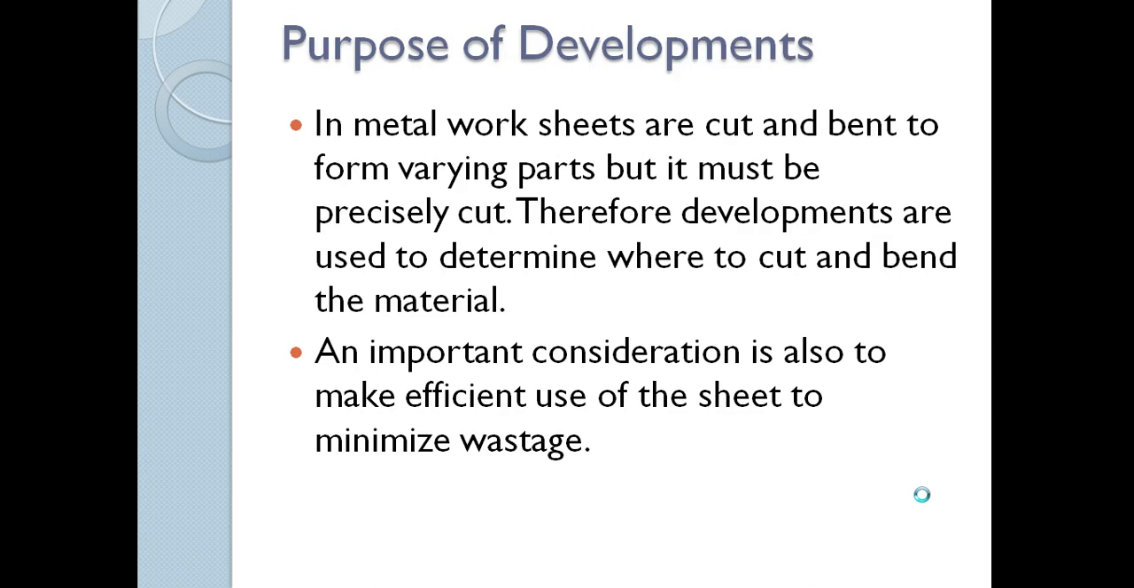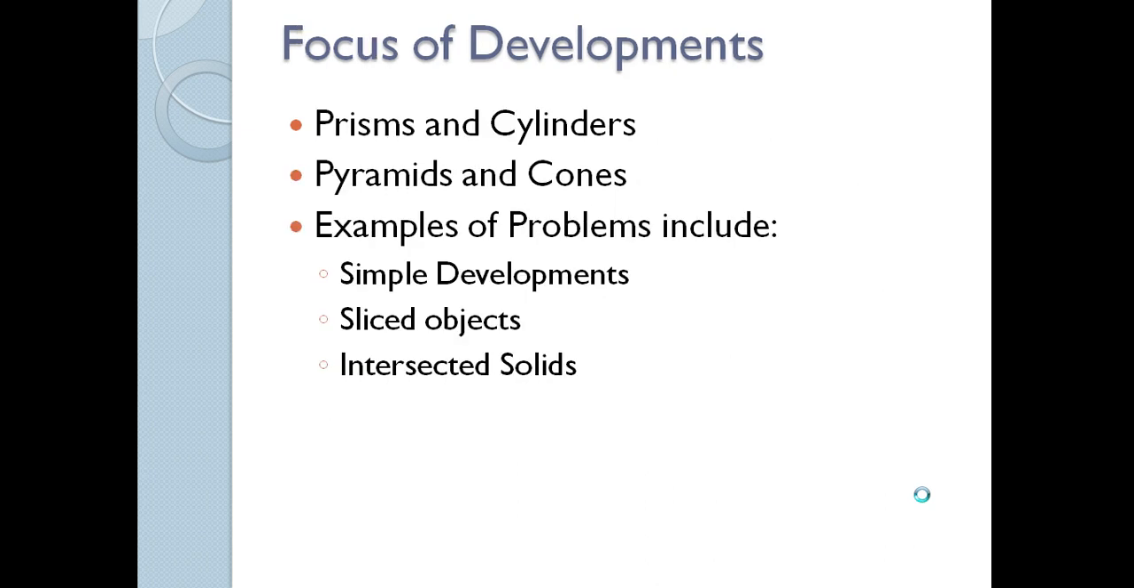In metalwork, sheets are cut and bent to form varying parts, but they must be precisely cut. Therefore, developments are used to determine where to cut and bend the material. An important consideration is also to make efficient use of the sheet to minimize wastage. So we'll be focusing on prisms and cylinders, pyramids and cones, and some examples of problems in simple development, slice objects, and intersecting solids.